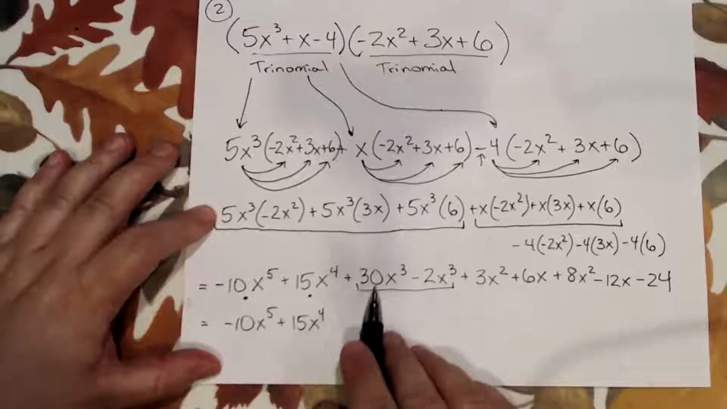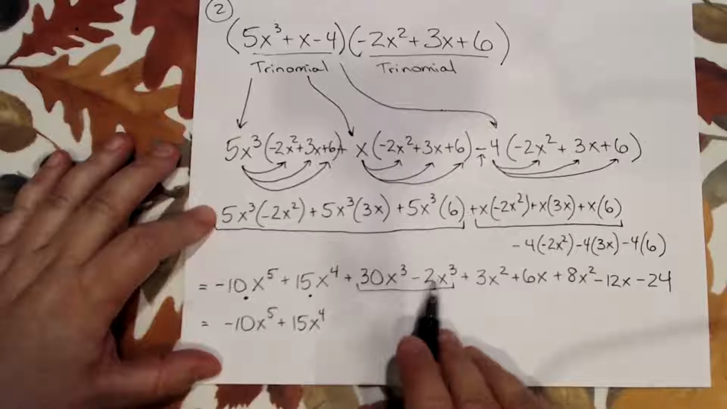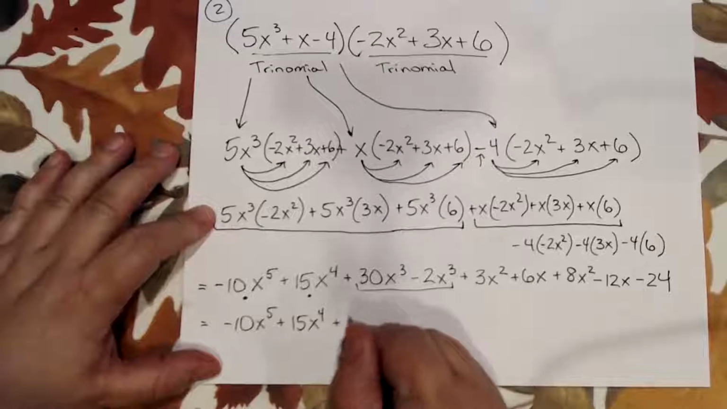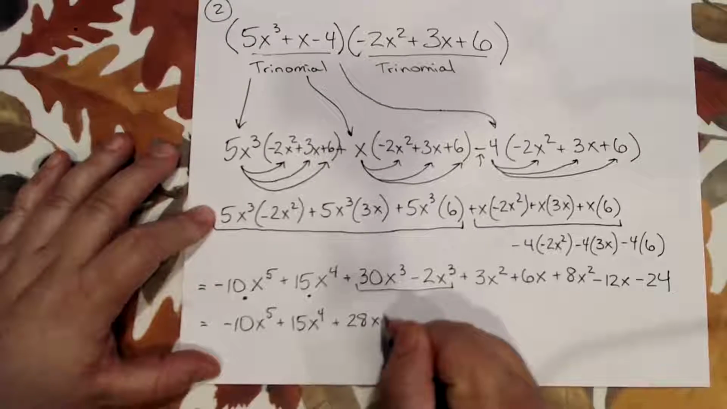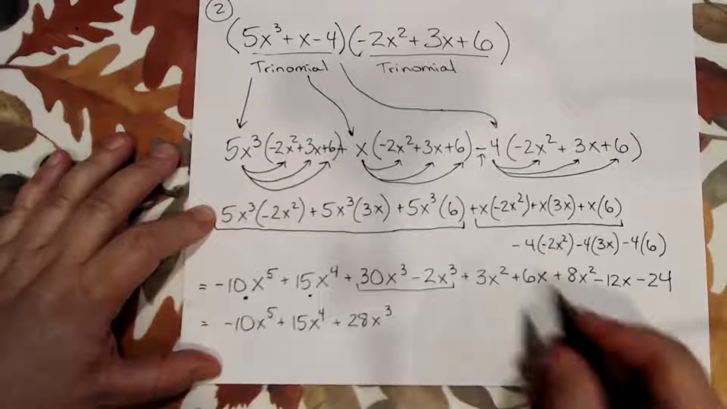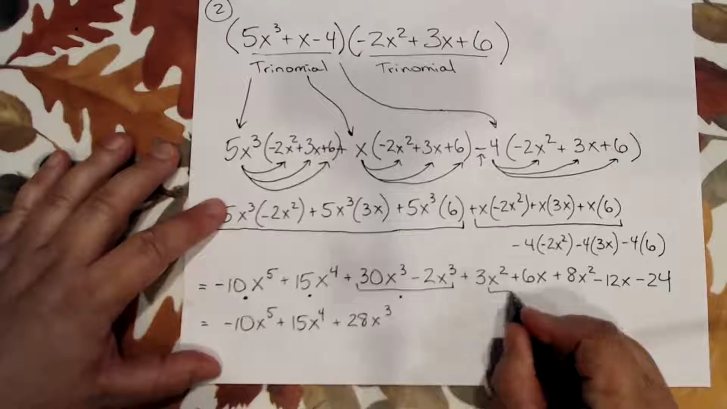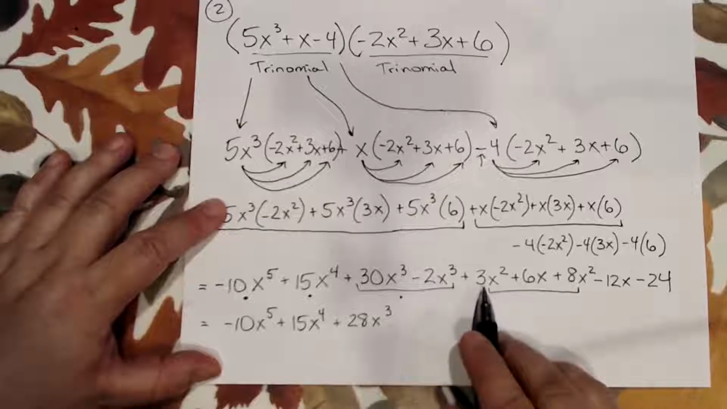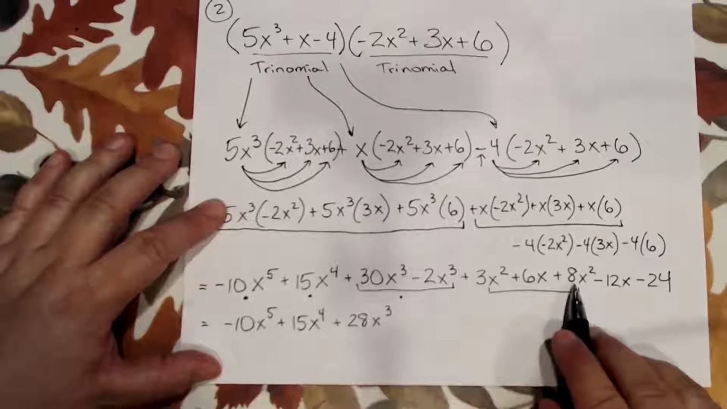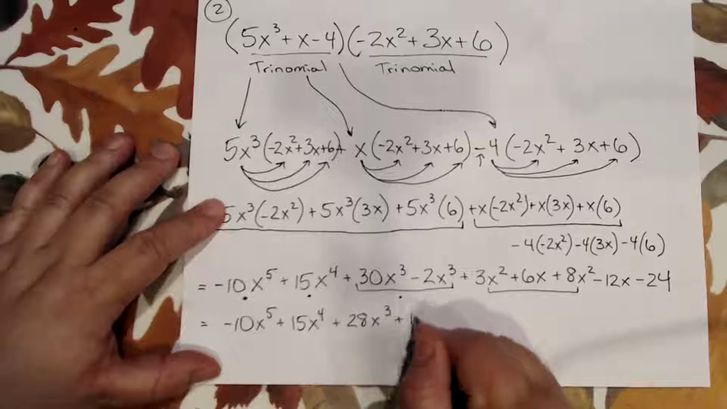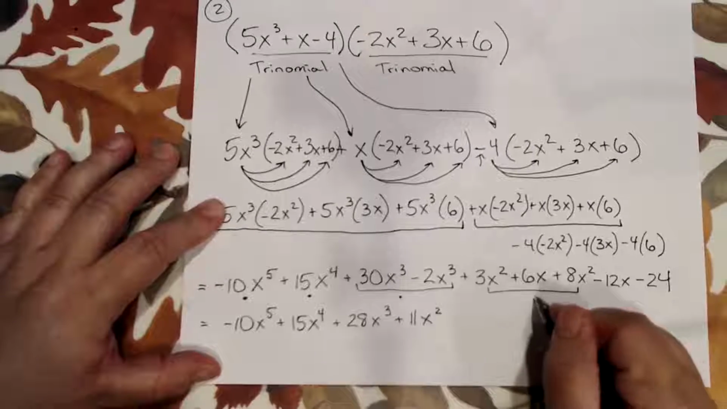So I'm going to combine. I've got 30x cubed minus 2x cubed. So altogether, I've got 28x cubed. Let's see, and those two are taken care of. I've got these two x squareds. I've got a 3x squared plus 8x squared. So altogether, I've got 11x squareds.